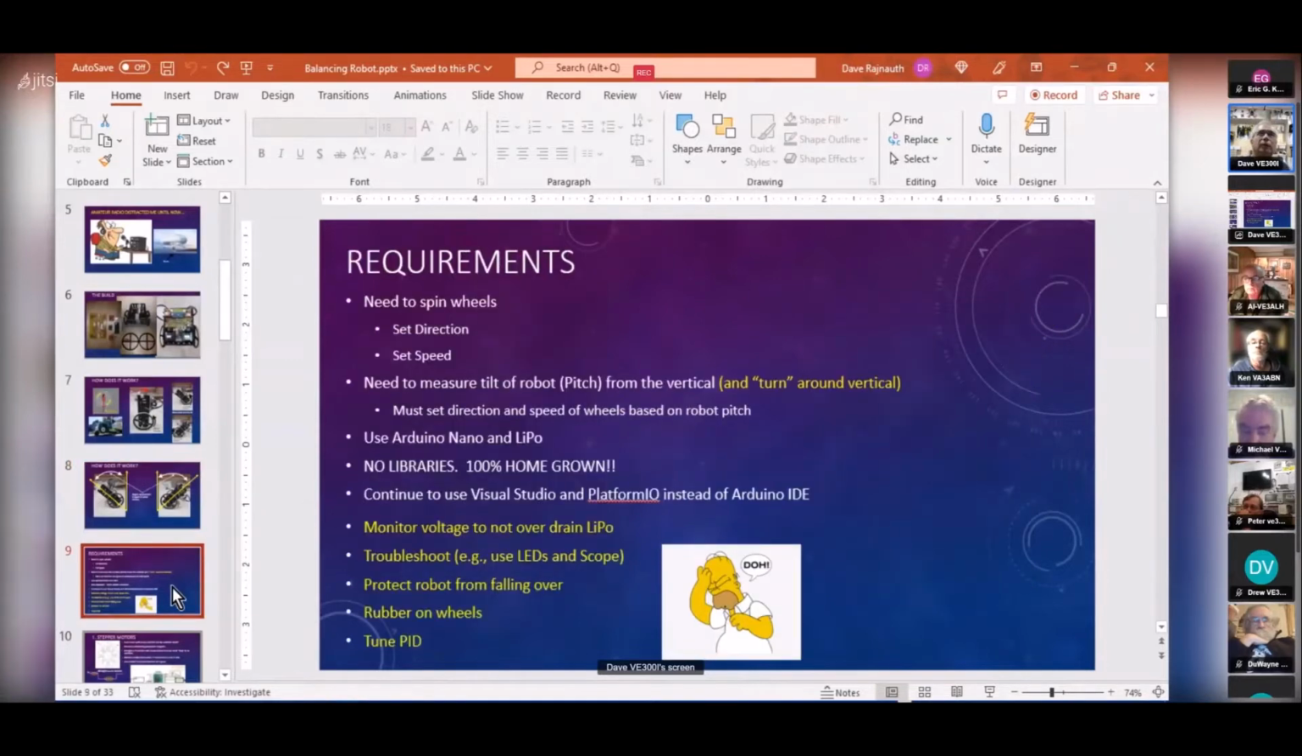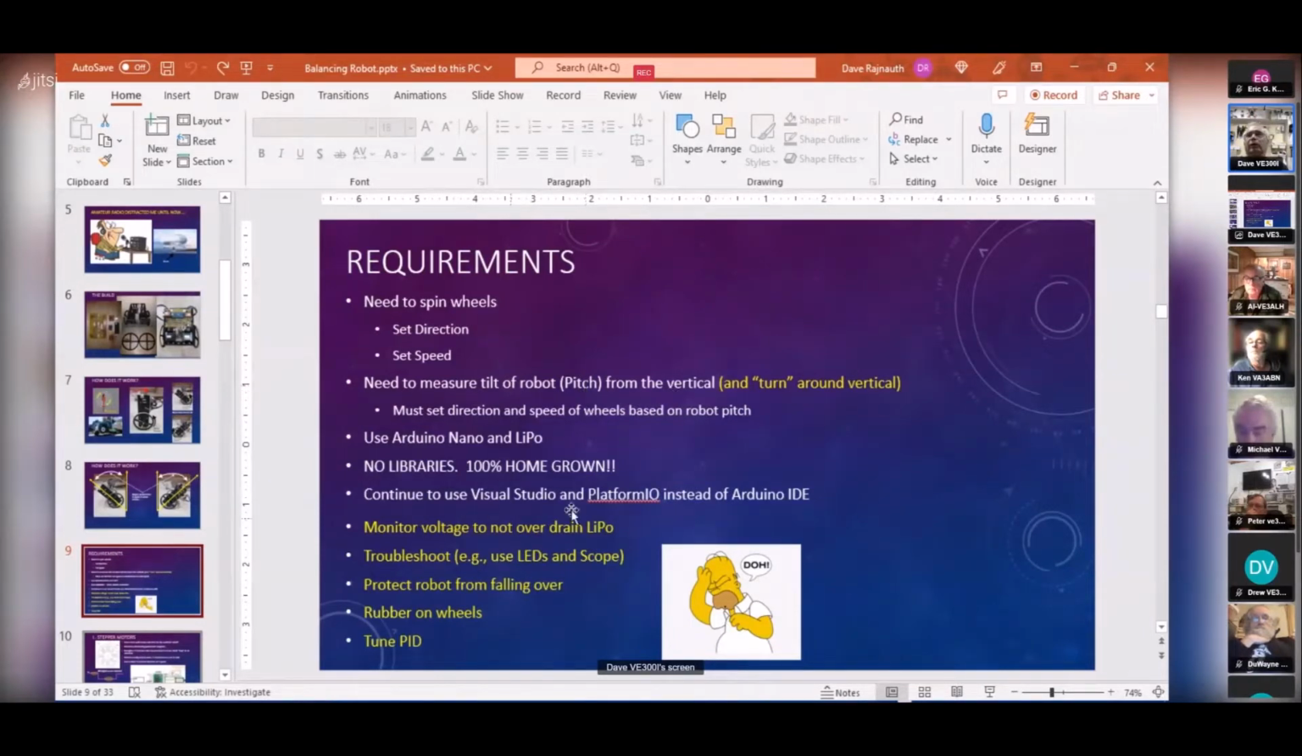So here are the requirements I had going into this. The first requirement was that I needed to spin the wheels. I needed to set the direction, and I needed to set the speed. With those stepper motors, I had to figure out how to set the direction and how to set the speed. Next, I needed to measure the tilt of the robot, the pitch. Is it pitching forward? Is it pitching backward?